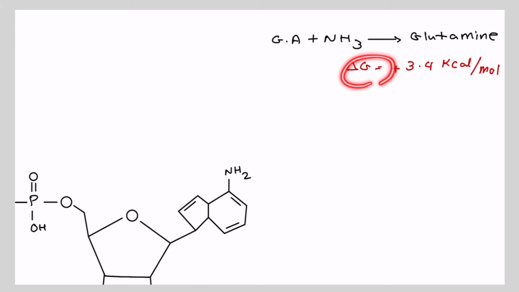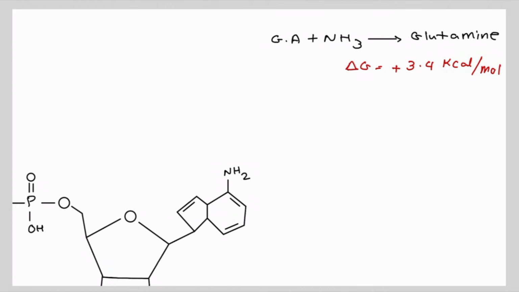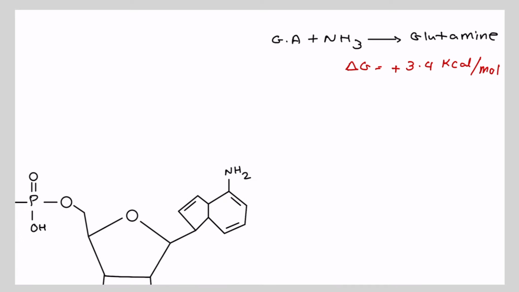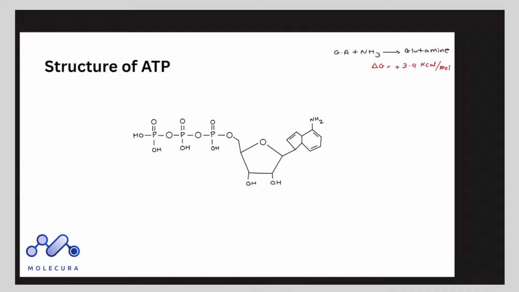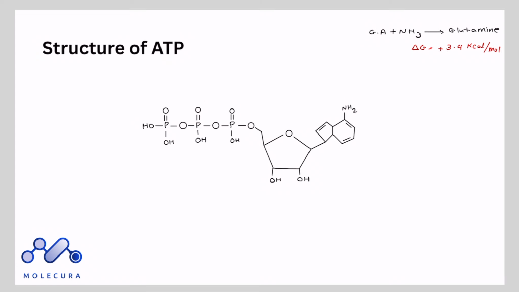Our delta G here is positive. What does that mean? It means that the energy that we have here in the product is more than the energy that we have in the substrate. So this energy should come from somewhere. Otherwise, this reaction is not going to go forward. There should be addition of energy to the product for this reaction to happen. In our body, this energy is going to come from ATP. Now, let's look at the structure of the ATP.